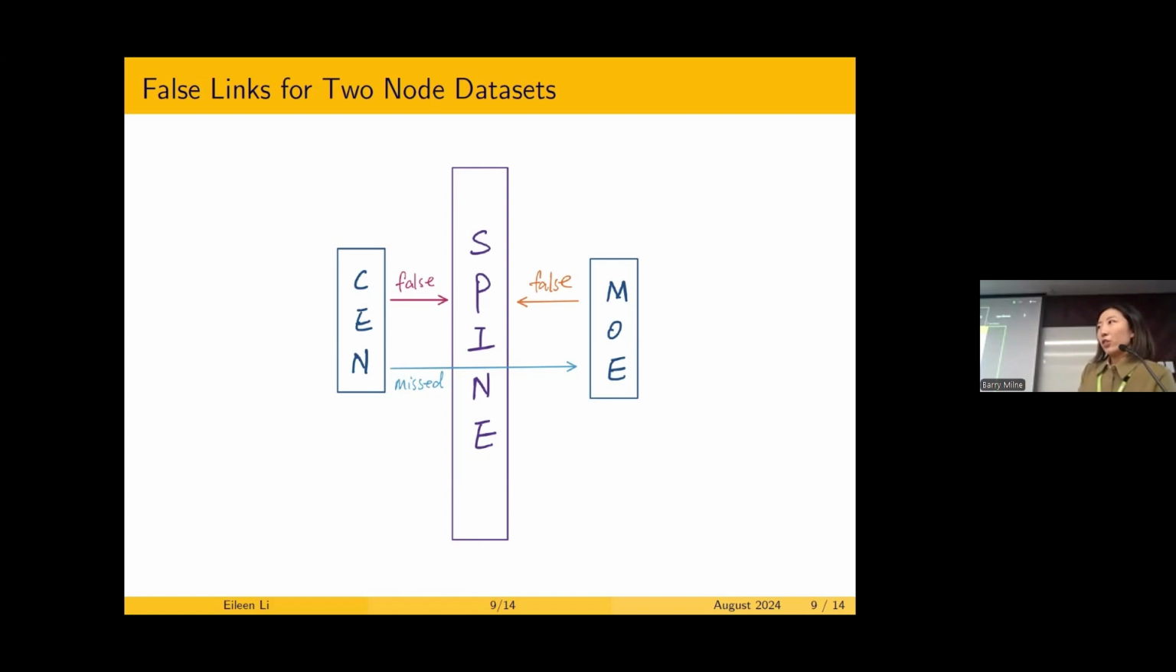So linkage false links only become relevant when we have more than one node data set. And as I said, in the IDI, there is a central spine, and there are node data sets linked to the central spine. In addition to the 2013 census, I also use Ministry of Education data as my second node dataset. So a false link is defined as being false from either the census to spine side or from the MOE to spine side. And mislinks, we're not going to talk about them.